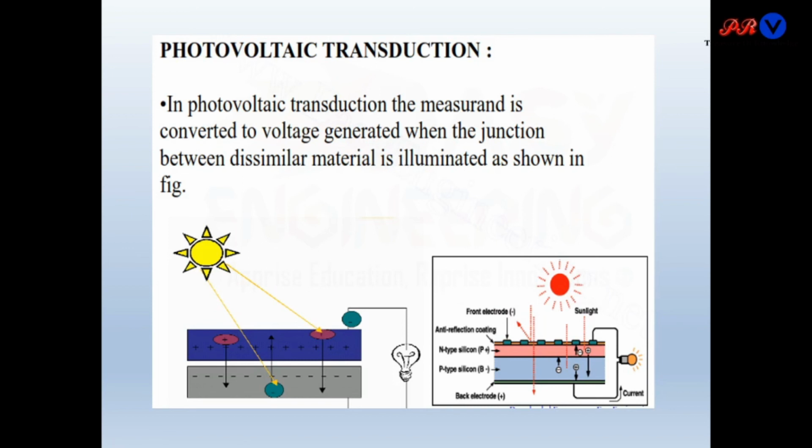Next is photovoltaic transduction. In photovoltaic transduction, the measurement is converted to a voltage generated when the junction between dissimilar materials is illuminated, as shown in the figure. Here the sunlight falls onto the dissimilar materials, a change in conduction occurs, and due to this a voltage is generated in the voltmeter. So in this way, photovoltaic transduction converts measurement into voltage.